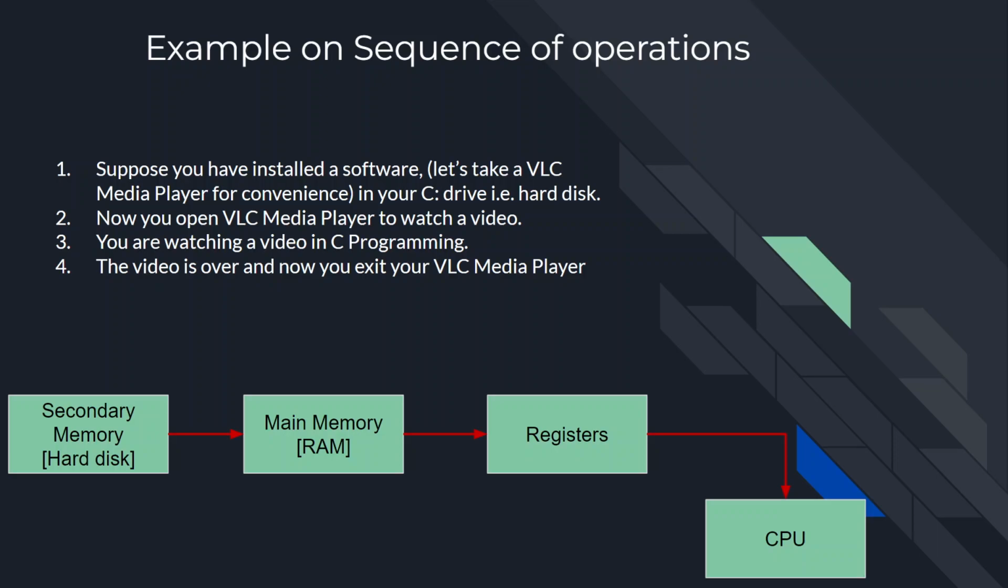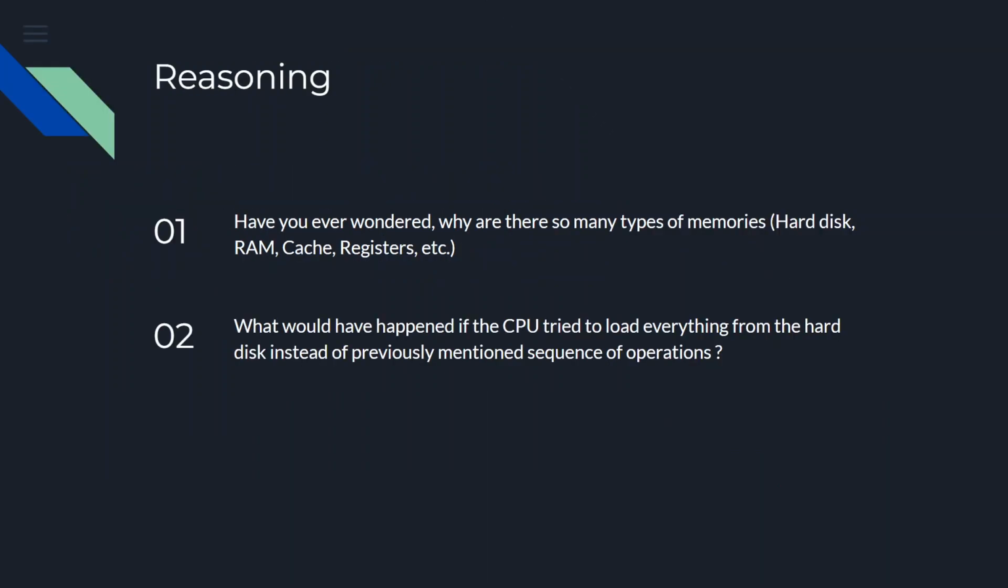But before that, here is a quick question. Have you ever wondered why there are so many types of memories? Hard disk, RAM, cache, register, etc. And what would have happened if the CPU tried to load everything from the hard disk instead of the previously mentioned sequence of operations? If you know the answer, let me know.